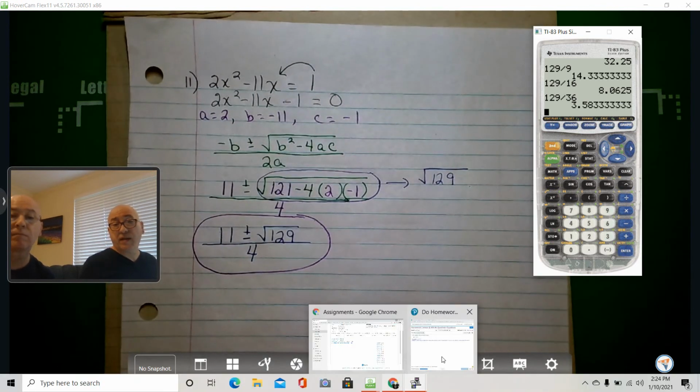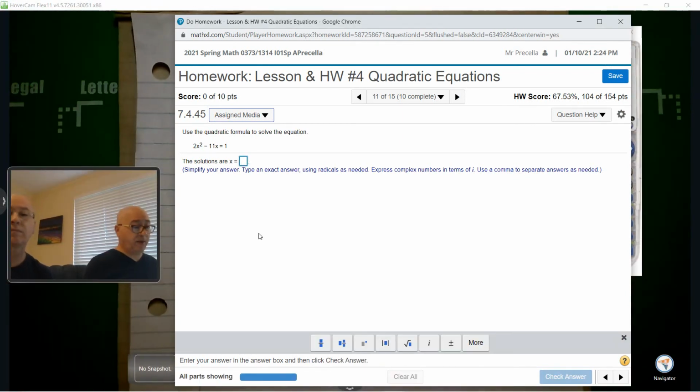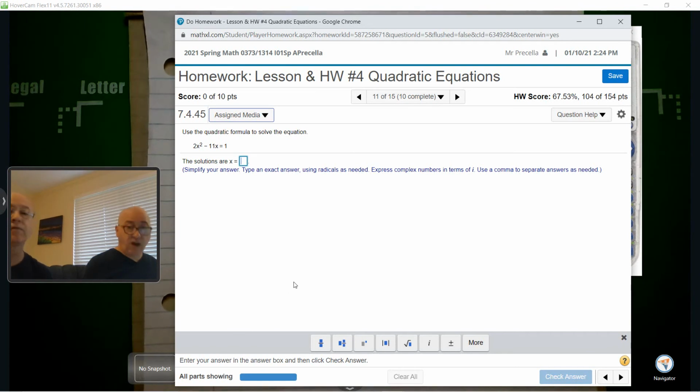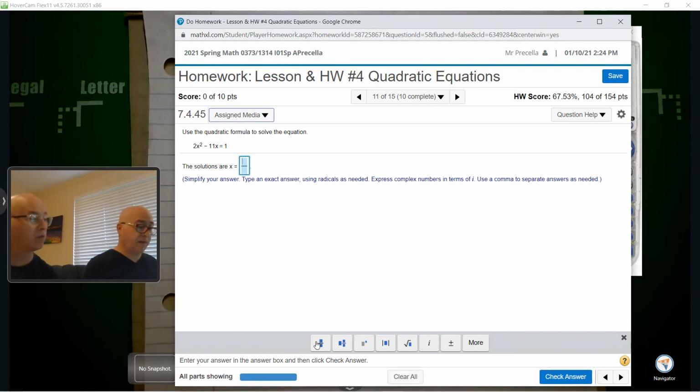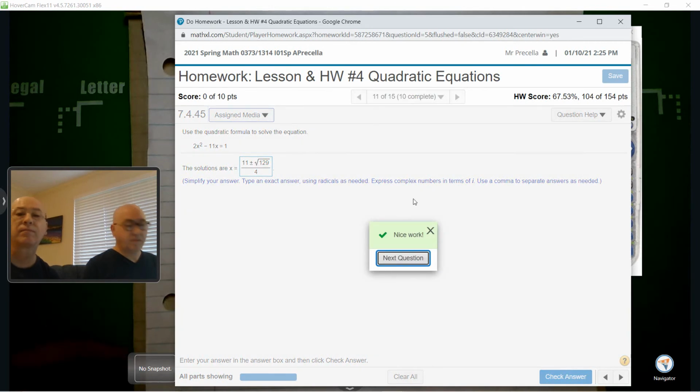Well, theoretically, you could always separate it. Okay, now let's punch it in the calculator. Fraction bar, then 11 plus or minus the square root of 129, and on the bottom, over 4. Oh no, I didn't type in the 4, did I? Yeah, I didn't hit the key hard enough. Equals. Okay.